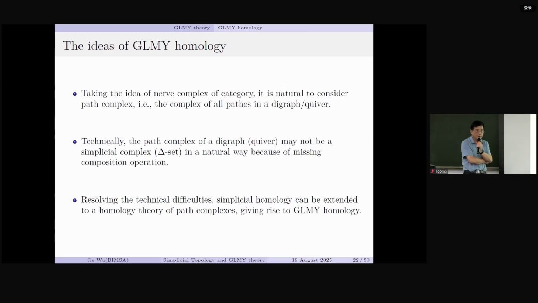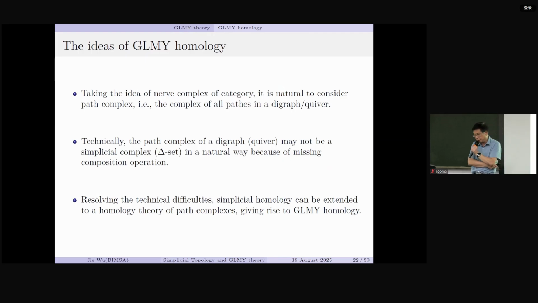Now for the nerve complex, think about what's the difference between a category and a diagram of quivers. Well, a category has a composition operation. Diagrams of quivers you can think of as the God-given map objects for complex networks. You may not assume the existence of composition, but you can look at all possible paths, the so-called path complex.